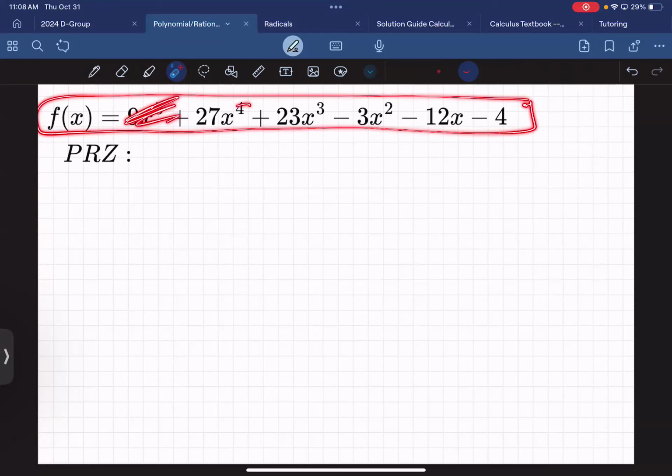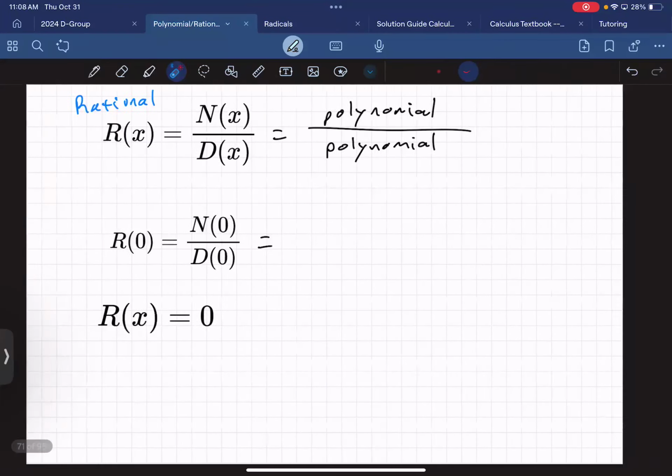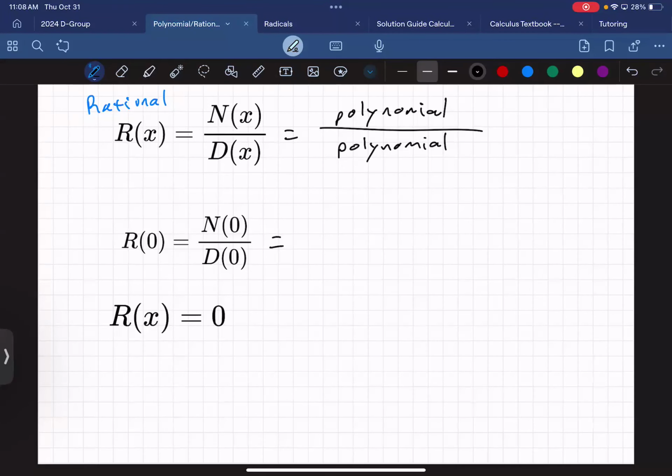All this goes away. You'll always be left with the constant term, right? So make sure you understand that as you deal with this, for a rational function, we can take that with us, right? It's just a polynomial over polynomial, so it's going to be whatever your constant term of n is.